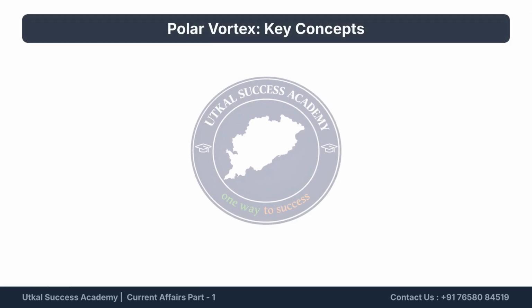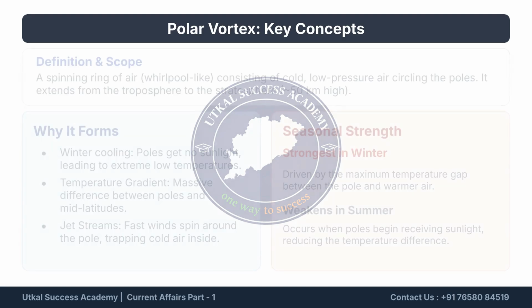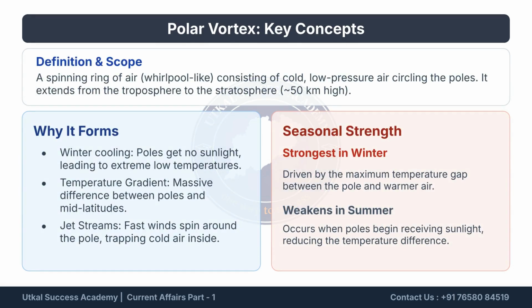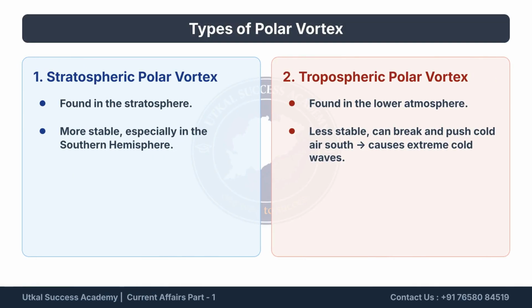The polar vortex is a spinning ring of cold, low-pressure air circling the poles, extending from the troposphere to the stratosphere. It forms due to winter cooling, the temperature gradient, and jet streams trapping cold air and is strongest in winter. There are two types of polar vortex: the stratospheric, which is more stable and found higher up, and the tropospheric, which is less stable and can break to push cold air south, causing extreme cold waves.